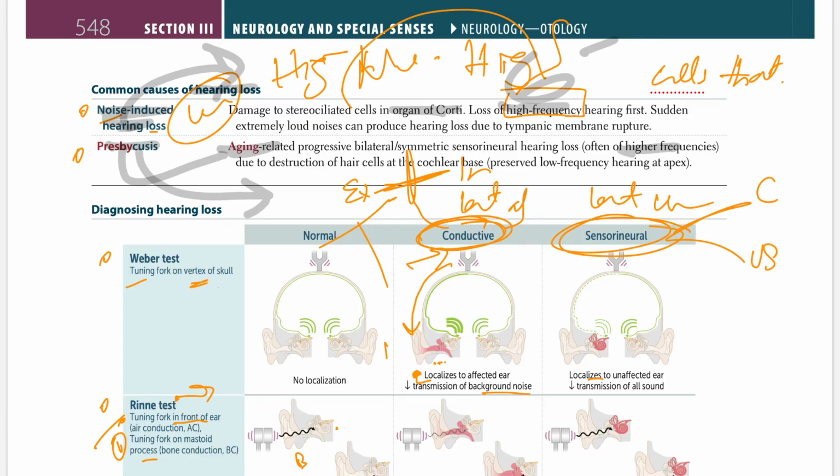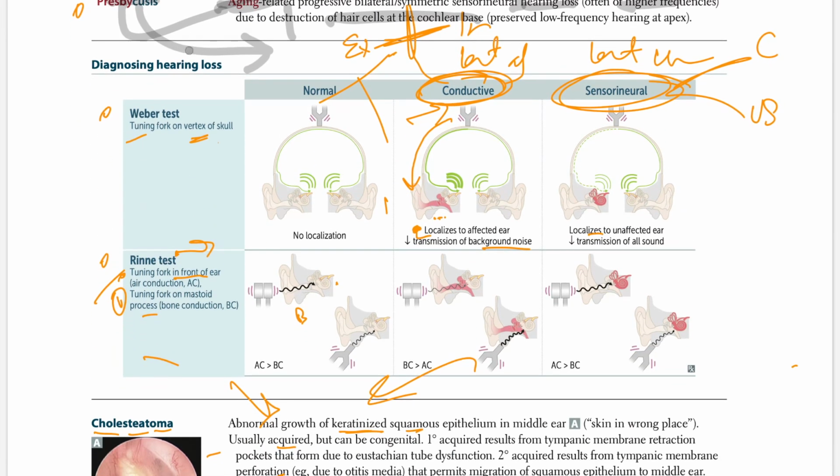Okay. Presbycusis is all about aging. Age-related bilateral sensorineural hearing loss due to destruction of, again, the hair cells at the cochlear base only. You have destruction of the cochlear cells at the base. You could test the hearing loss by Weber's or Rinne's test.